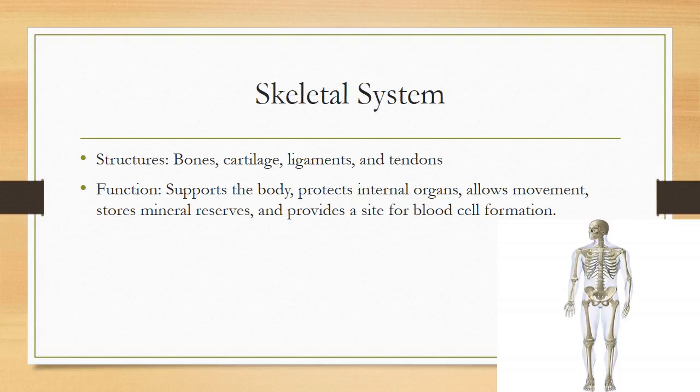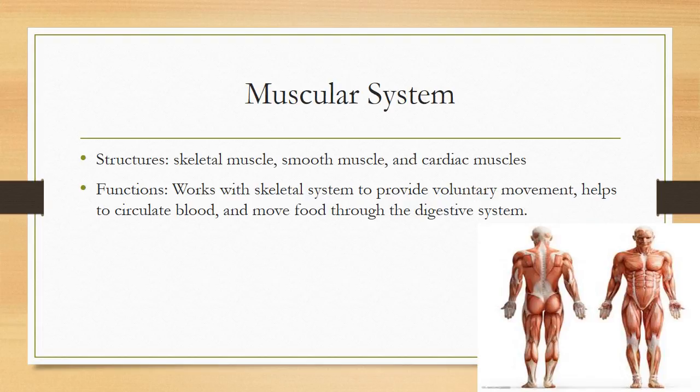So the way you can remember tendons versus ligaments: tendons are tender. So your muscles are very tender. So your muscles are actually attached to bones, and your ligaments are just bones attaching to bones. So the function of the skeletal system is to support the body, protect the internal organs such as your heart and your lungs, and it also allows movement. It stores mineral reserves such as vitamin D and calcium, and also provides a site for blood cell formation.